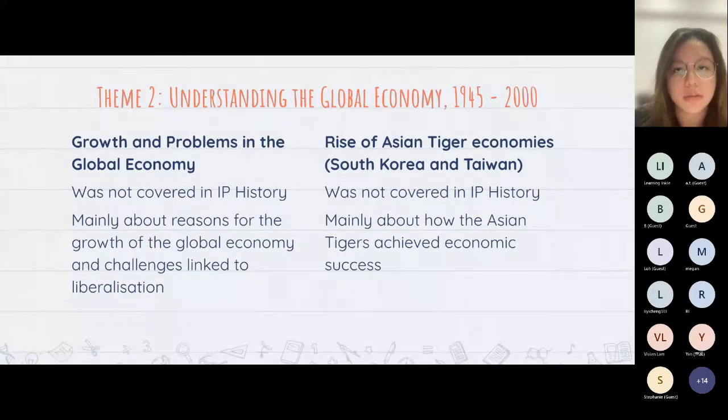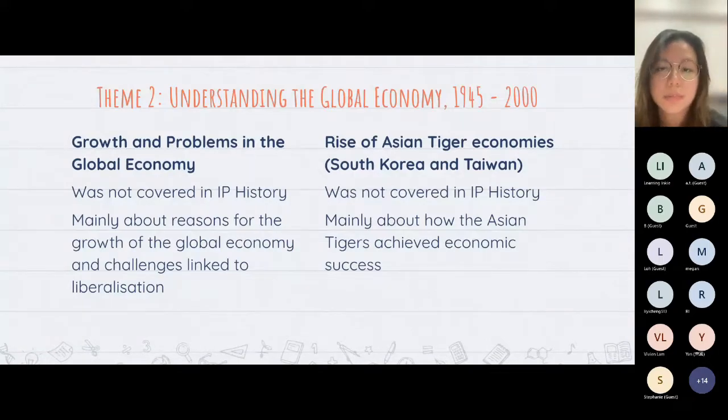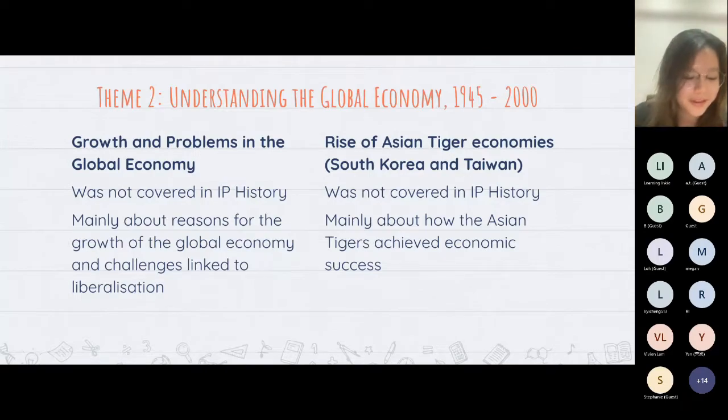And like I said, this was not covered in IP history, and there are two aspects to this. The first is the growth and problems in the global economy. For this aspect, you'll learn more about how after the end of World War II, there were new institutions which emerged, like the World Bank and things like that. And then you also learn about the challenges like the oil crisis. I think if you are interested in current affairs, this topic will be quite interesting to you because you get to see how trade across the years has evolved. And the second part to the theme is the rise of the Asian tiger economies, mainly South Korea and Taiwan.